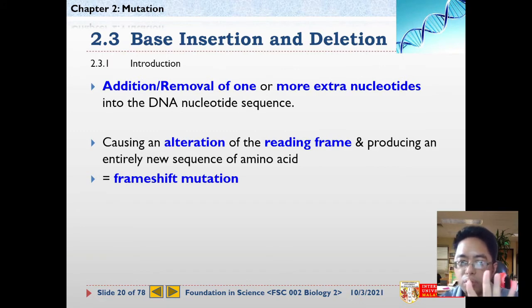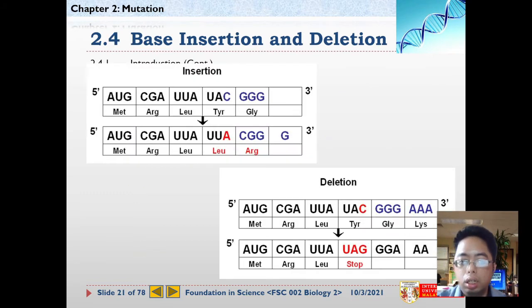So if you have 4 of these triplets, that is 1, 2, 3, 4, 5, 6, 7, 8, 9, 10, 11, 12. If you add 1 extra, now you have what? 1, 2, 3, 4, 5, 6, and then you add 1, and then 6, 7, 8, 9, 10, 11, and then 12. So now you have 1 extra. So the reading frame has already shifted. That's what you call a frameshift mutation.